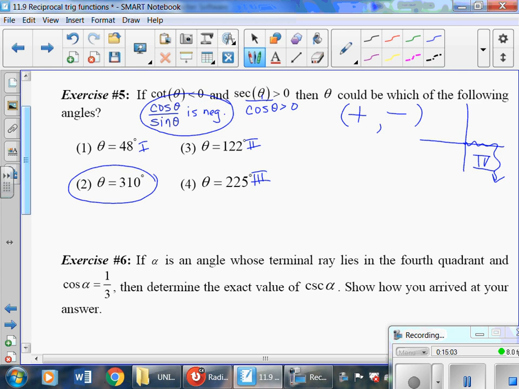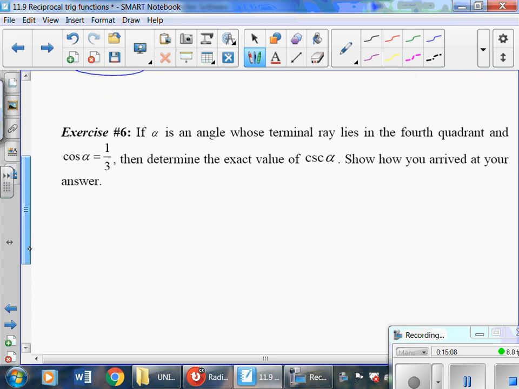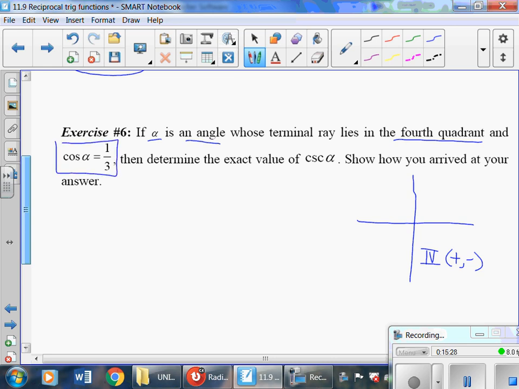Okay, so exercise 6. If alpha is an angle whose terminal ray lies in the fourth quadrant, stop. I just stop right there. So already I'm saying fourth quadrant, positive, negative. I know I'm down here. So alpha is an angle whose terminal ray lies in the fourth quadrant, and I know that the cosine of alpha is equal to 1/3. Then determine the exact value of the cosecant of alpha. Show how you arrived at your answer.